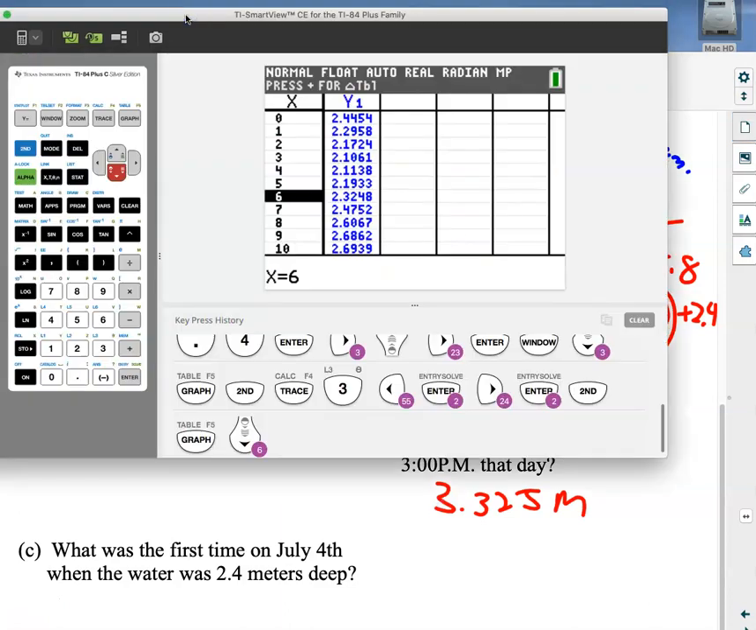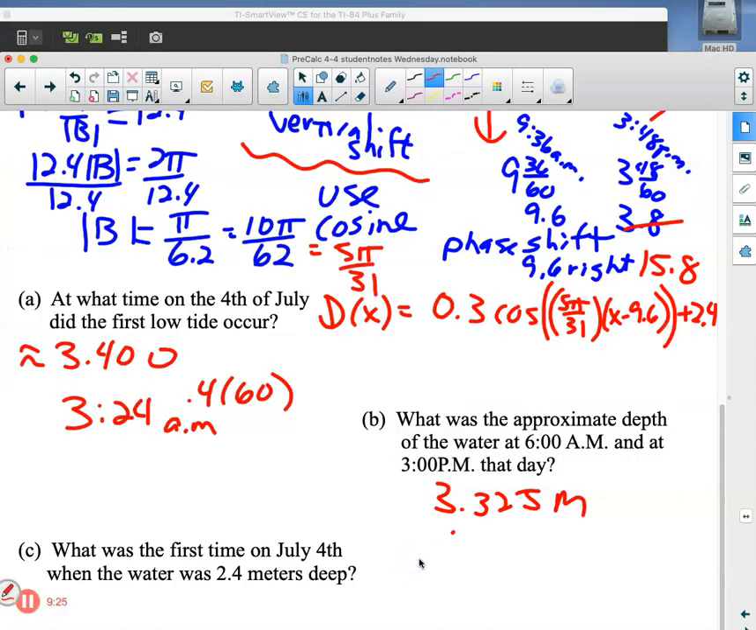But for 3 p.m., we can't go to 3. That wouldn't make any sense. That was 3 a.m. So you have to think, okay, noon would be 12, 3 more hours, that's going to be 15. 2.124. Saves a lot of time, rather than having to plug in 6 for x and plugging in a 15 for x. So just use the table there.